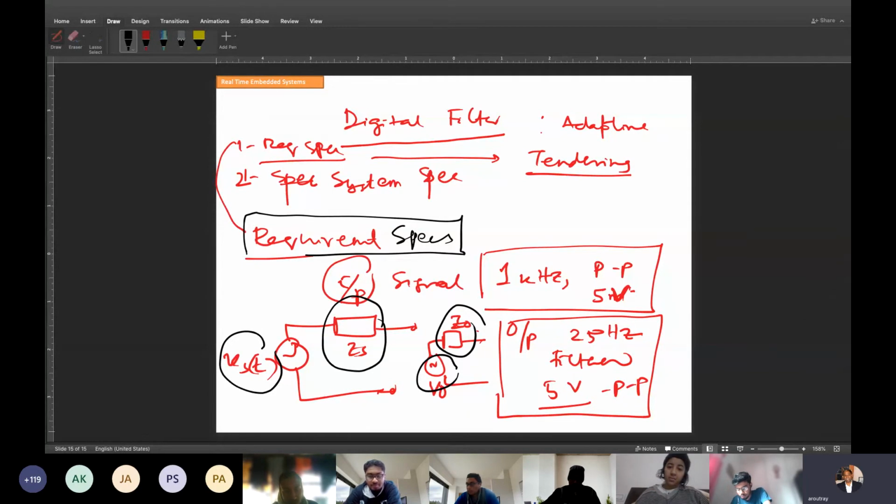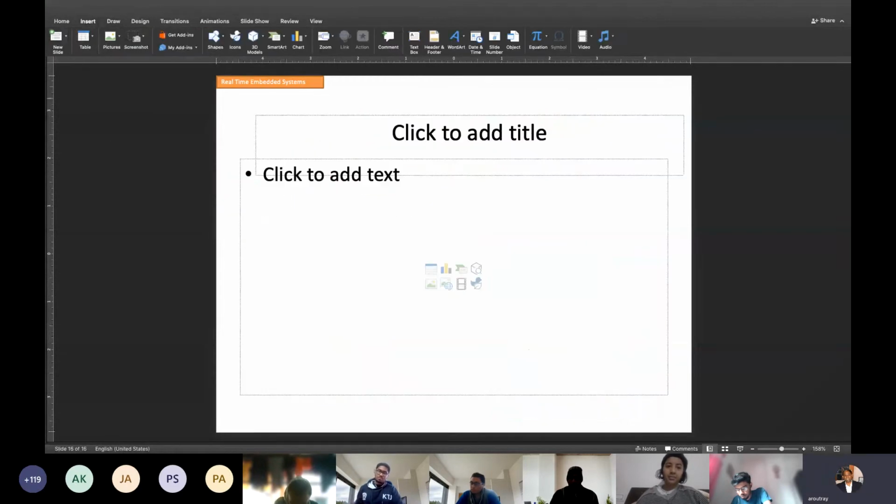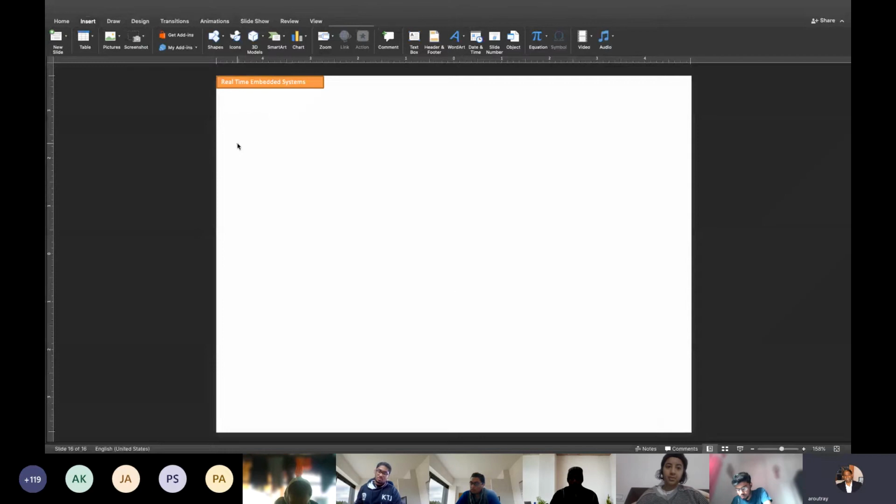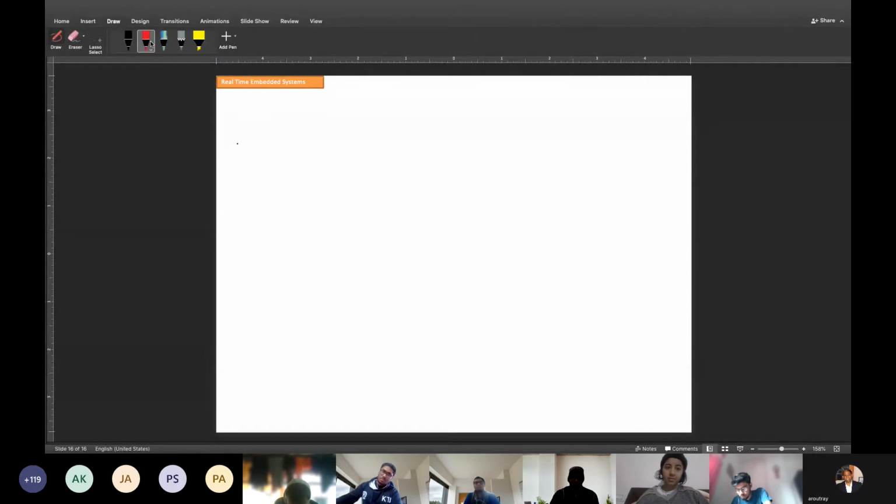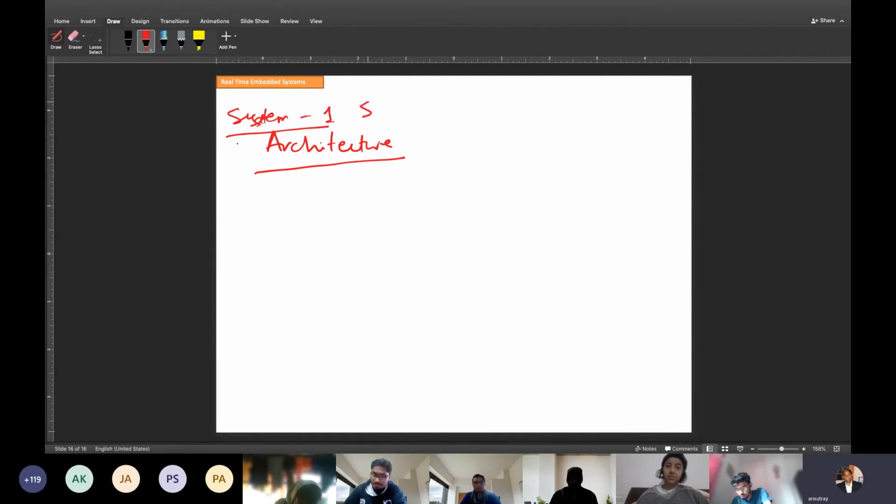Then comes the specification of the system which you want to have. So let's go to the system specification. That means a digital filter architecture. You have to have an architecture first, so it starts with architecture. One of the system specifications is how the architecture will look. So system specification 1, SP1, I can write it.